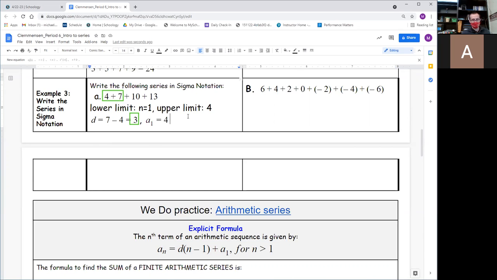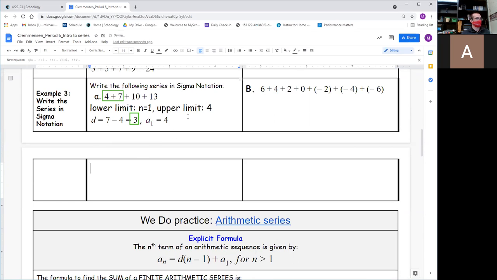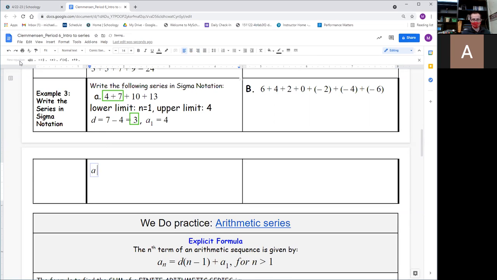So now let's make our equation. The equation a sub n equals my d, which is 3, times n minus 1 plus a sub 1, which is 4.